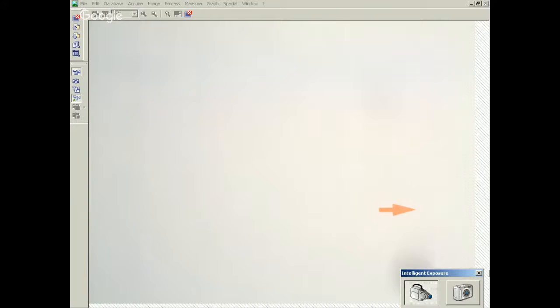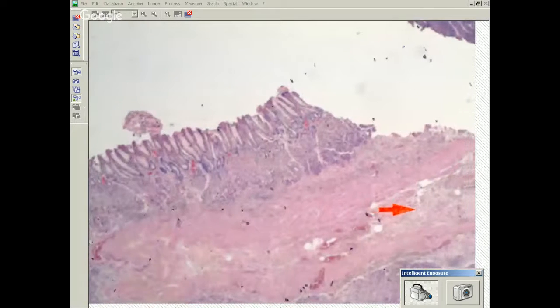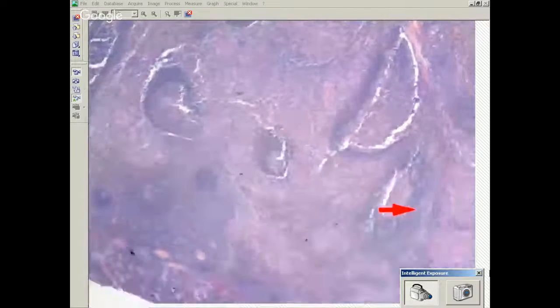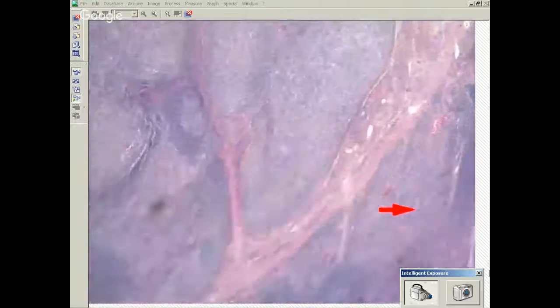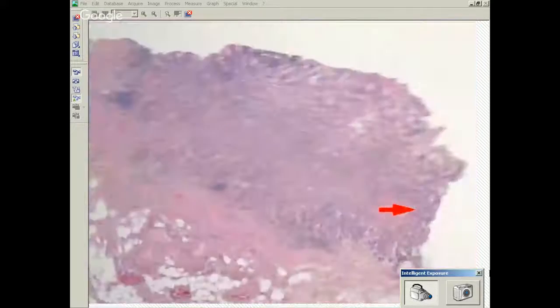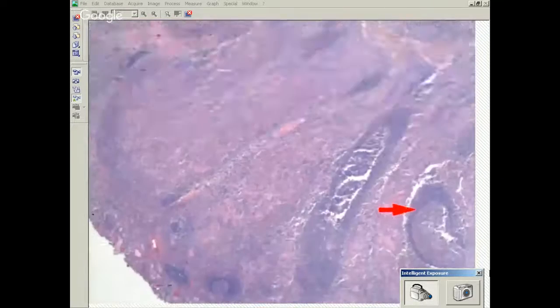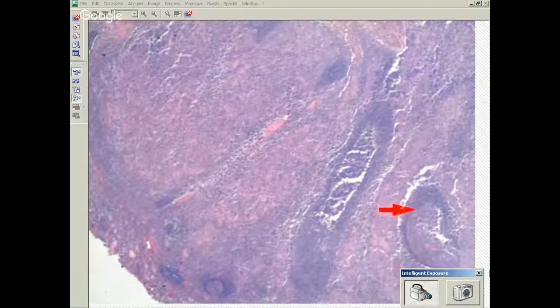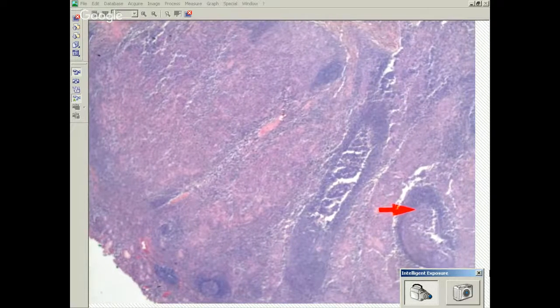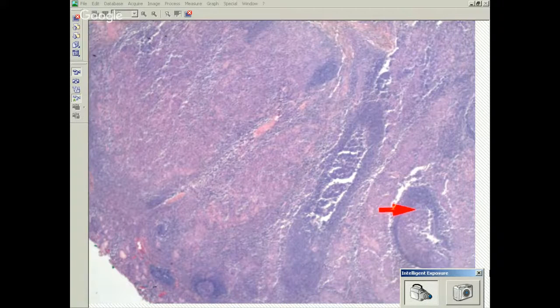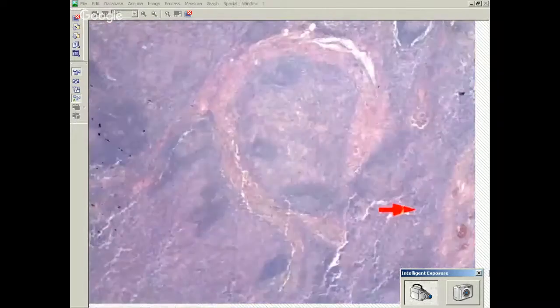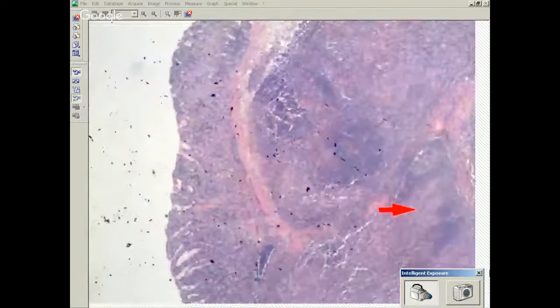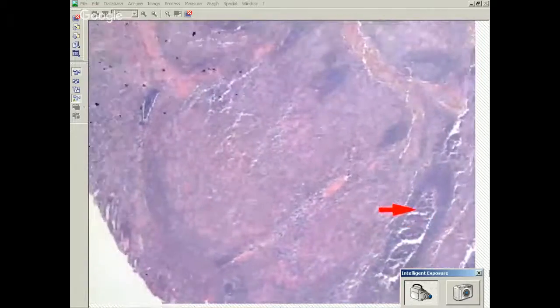Okay. Next is number 9. This is a 51-year-old female with abdominal pain, nausea. This is an antral mass on EGD. So, I see that there's a lot of inflammatory cells and some follicles. Yeah. It's very inflamed. Yeah.